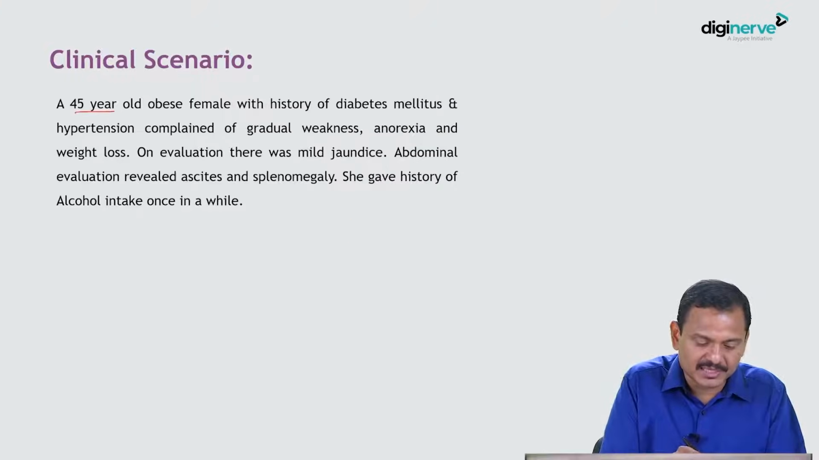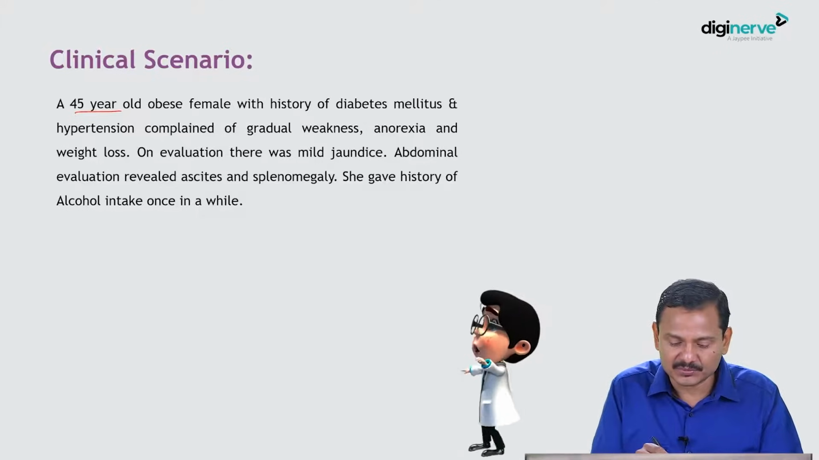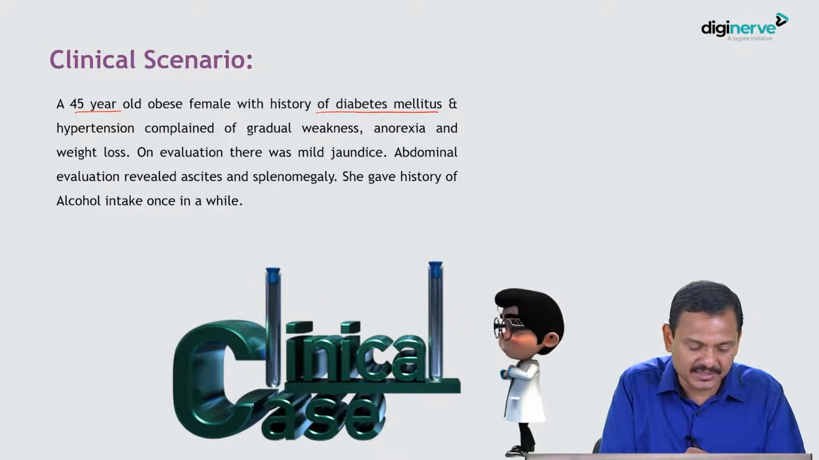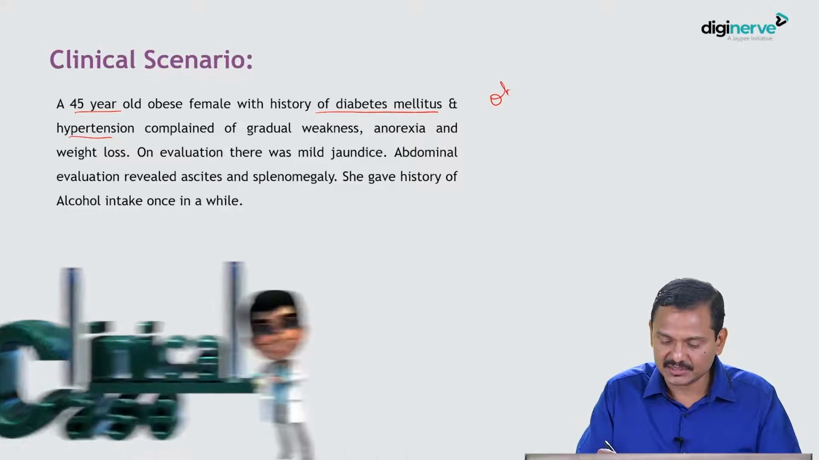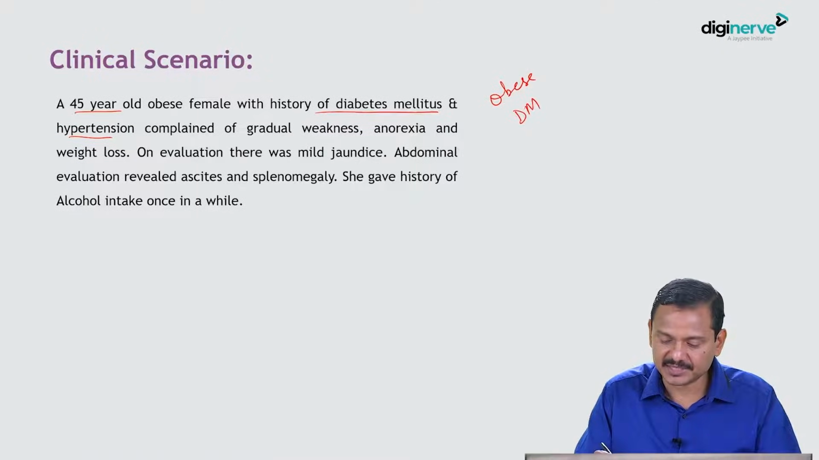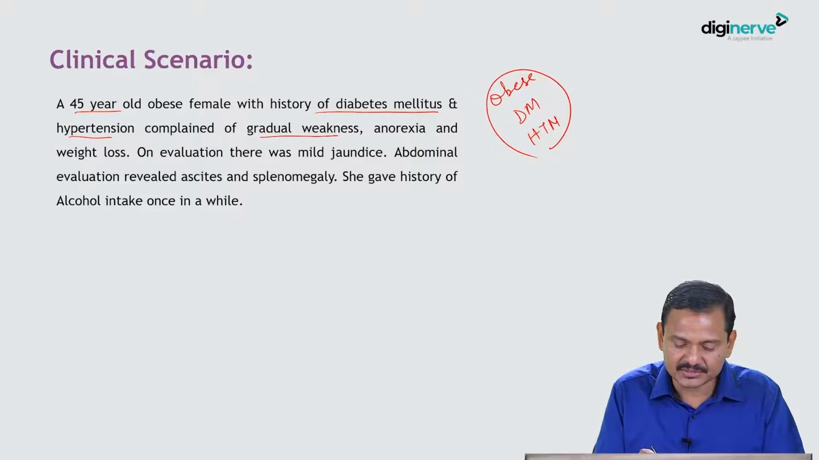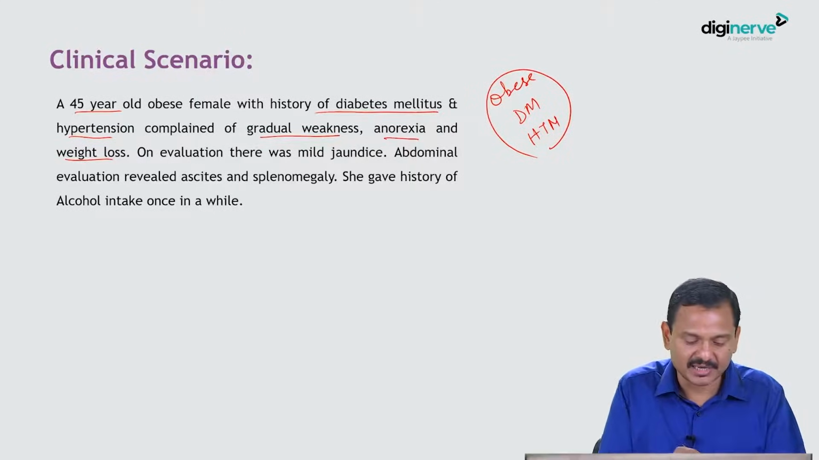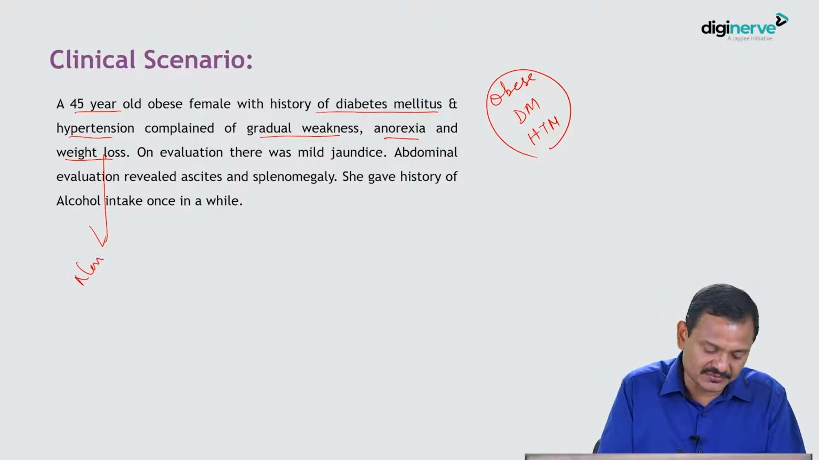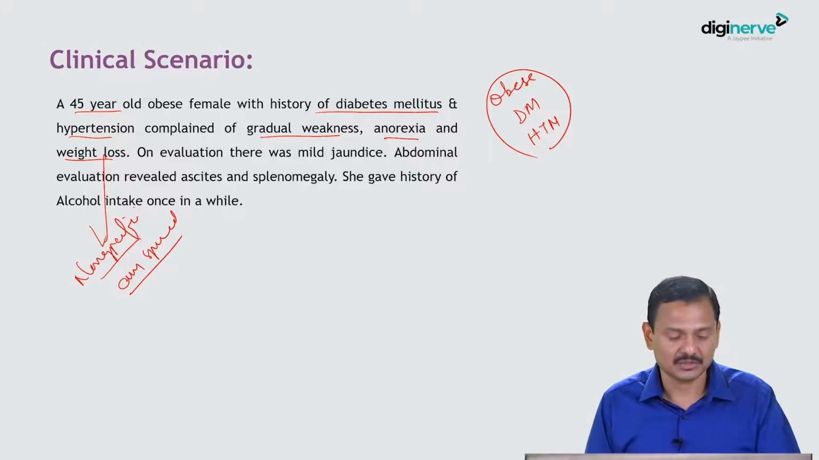Let's take another case scenario before we move ahead in our session. This time it's a 45-year-old obese female with a history of diabetes as well as hypertension. So she is obese, she has diabetes mellitus, she has hypertension. Then she complains of gradual weakness, anorexia and weight loss. Weakness, anorexia and weight loss are non-specific symptoms, and you cannot fix them to any specific disease. So they are non-specific.